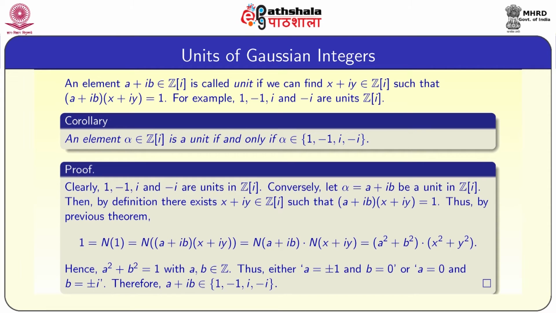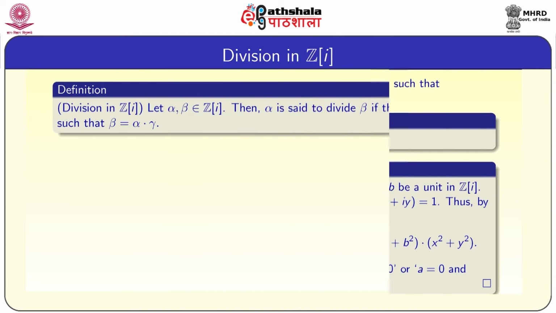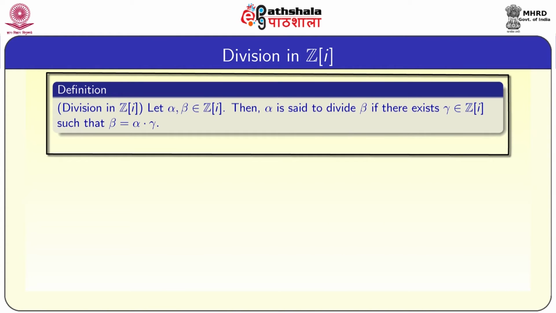Consequently, since a square and b square are positive, a square plus b square is positive, and x square plus y square is positive. So, a square plus b square has to be 1 because a and b are integers. Thus, we have choices like a equal to plus or minus 1 and b equal to 0, or a equal to 0 and b equal to plus or minus 1. So, the possible choices for a plus ib belong to 1, minus 1, i and minus i. What we proved is that the only units of Gaussian integers are 1, minus 1, i and minus i. Now, we look at the division in Gaussian integers.